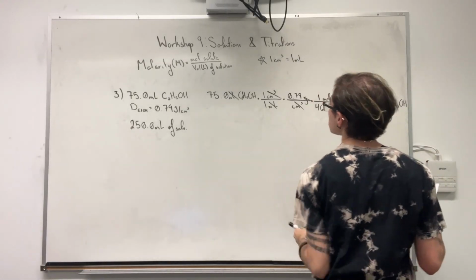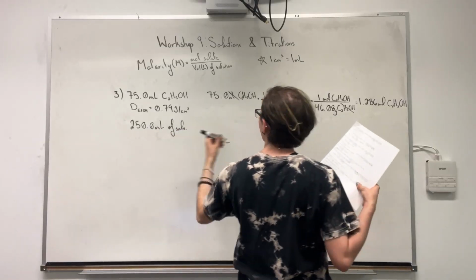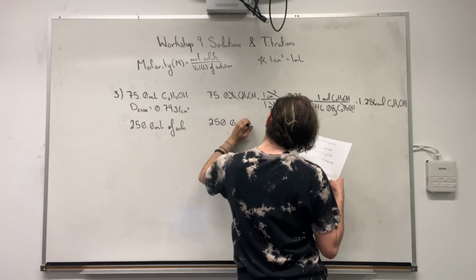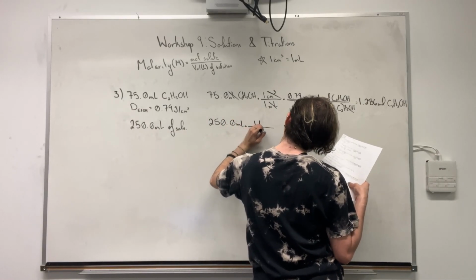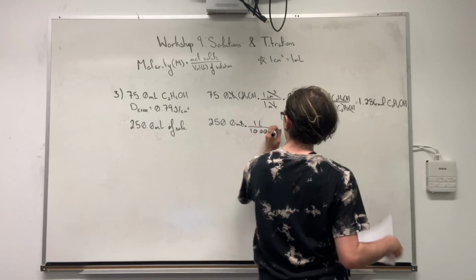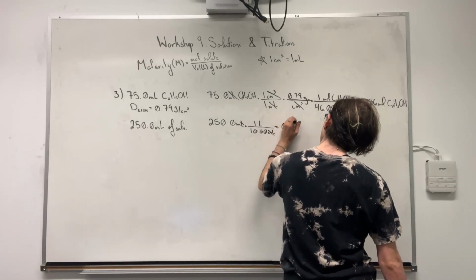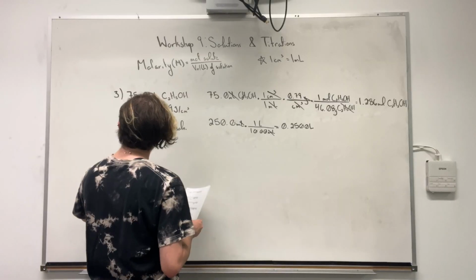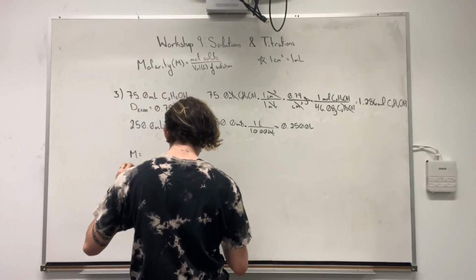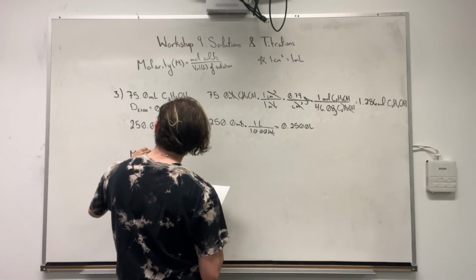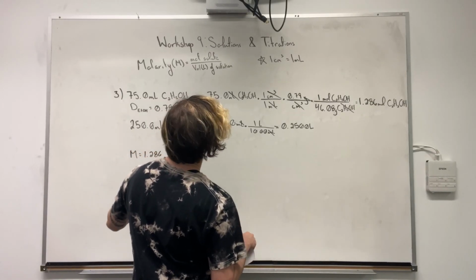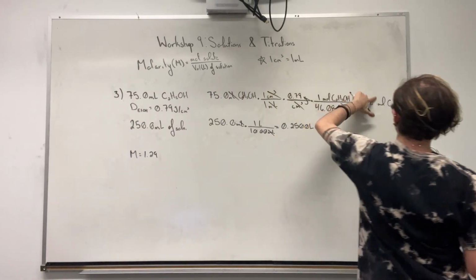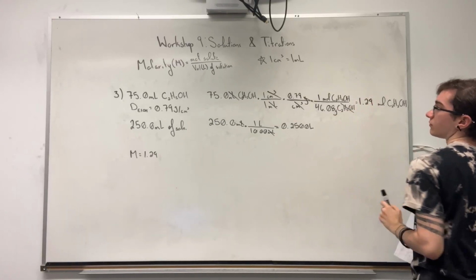And now the last conversion, same as the last two we've done. If we have milliliters, we need it in liters. 250 milliliters divided by our 1,000 milliliters for every liter, and we have 0.2500 liters of solution. And so now we can go ahead and plug these into our molarity equation. Molarity is equal to 1.286, or, I'm sorry, this should actually be rounded to 1.29 for our 3 sig figs here.